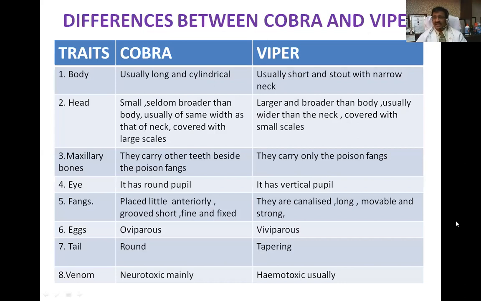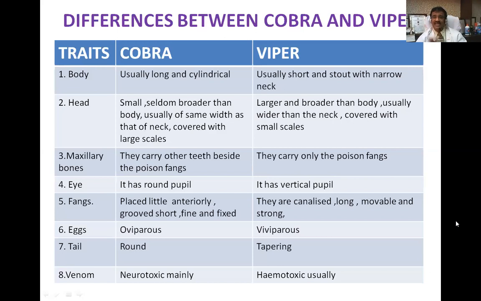We have to understand the differences between cobra and viper mostly, because these are the two common snakes found in India as well as in our vicinity. And the cases of snake bite which come to us are mostly cobra or viper, and sometimes kraits also. The different traits will differentiate cobra from viper, like body, head, maxillary bone, eye, fangs, eggs, tail, and the venom.